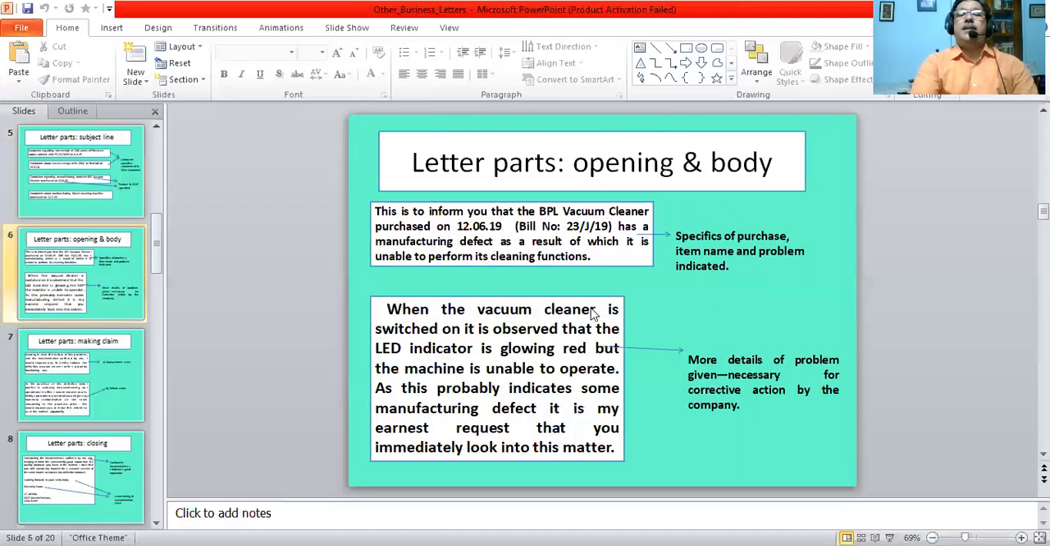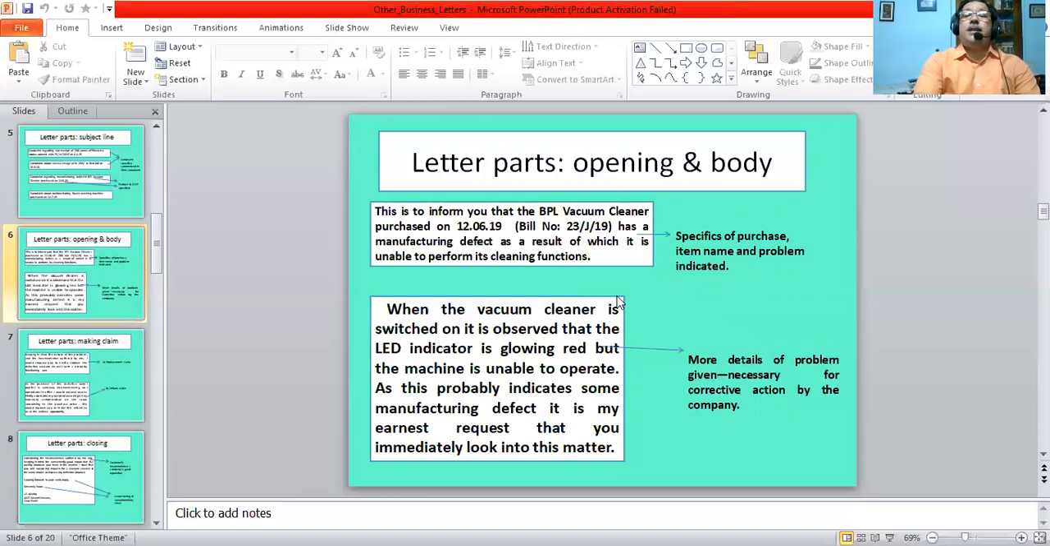Now, next we come to the opening and body of this letter. Again, I'm reading out from a sample which has been given over here. This is to inform you that the BPL vacuum cleaner purchased on 12/6/2019, bill number 23J19, has a manufacturing defect, as a result of which it is unable to perform its cleaning function.